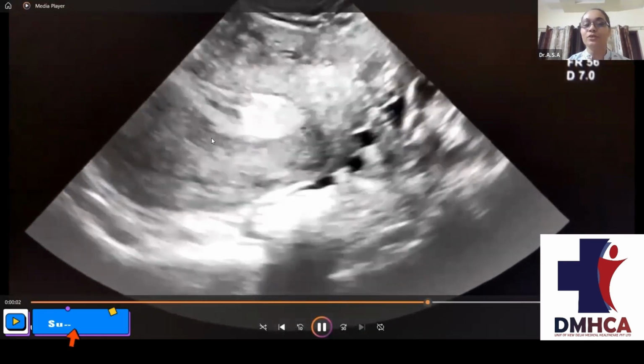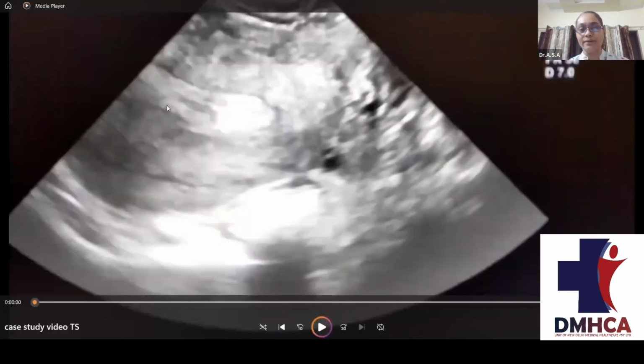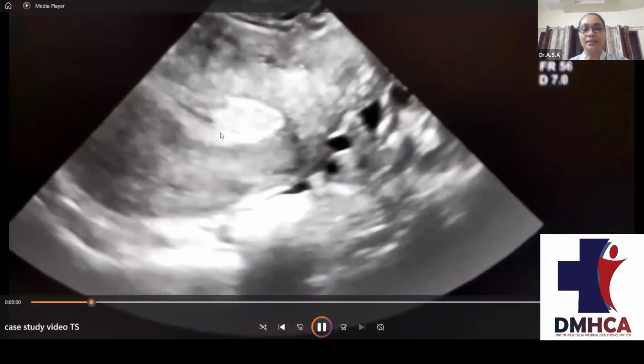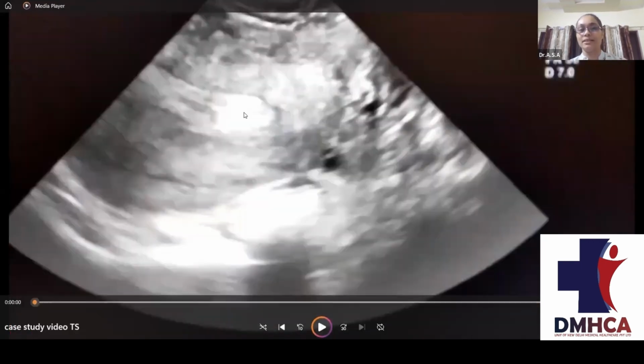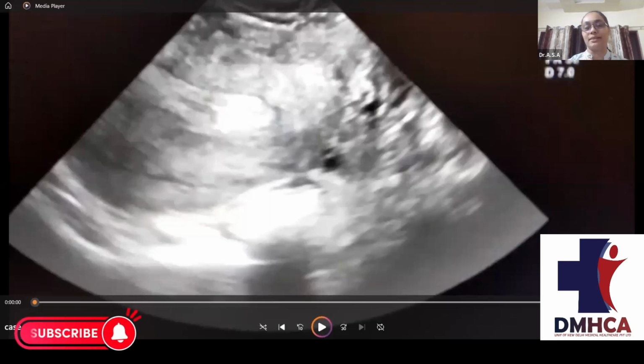This is the transverse view of the uterus. This is the endometrium, this whole thing. And inside the endometrium, do you see anything? There is something echogenic inside.